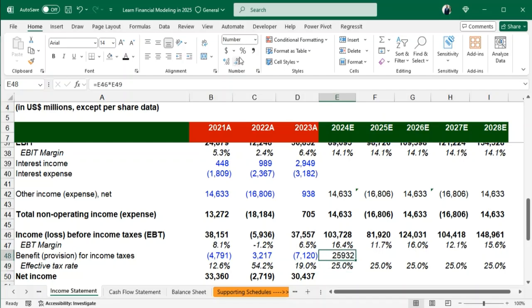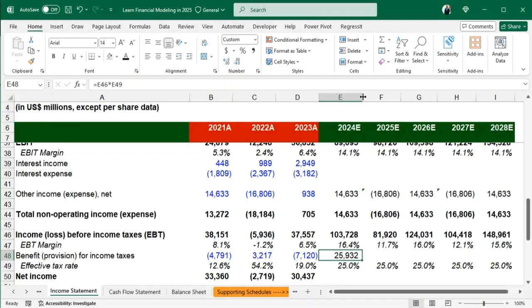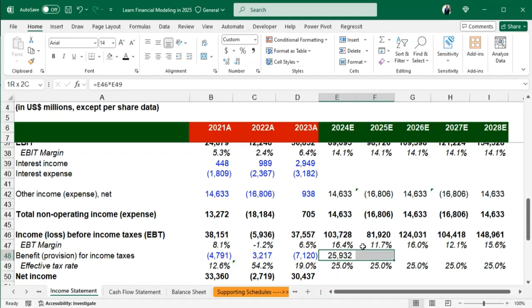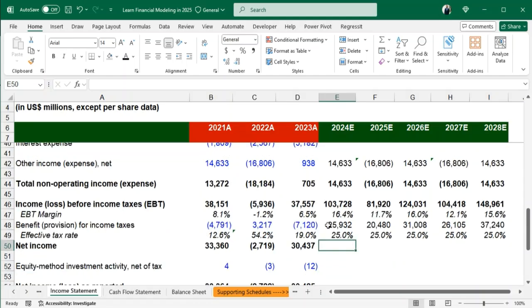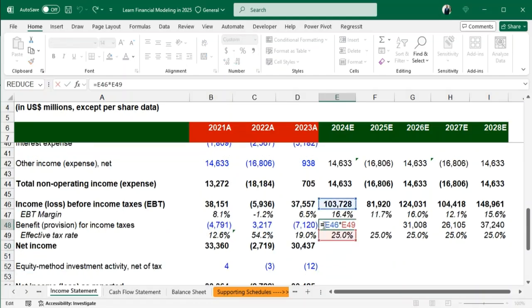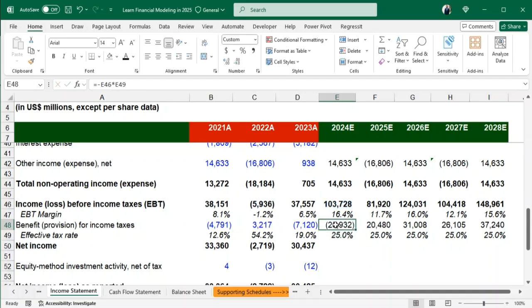Reduce this, format it as an accounting figure with 0 decimal places, and copy this to the right using Control R. All right, so we have that. Now, since we are saying that the provisions are negative, let's put this as a negative, and then we can copy it to the right using Control R.